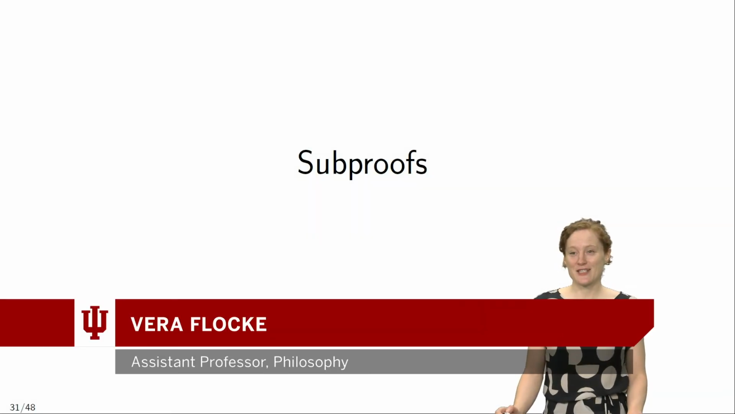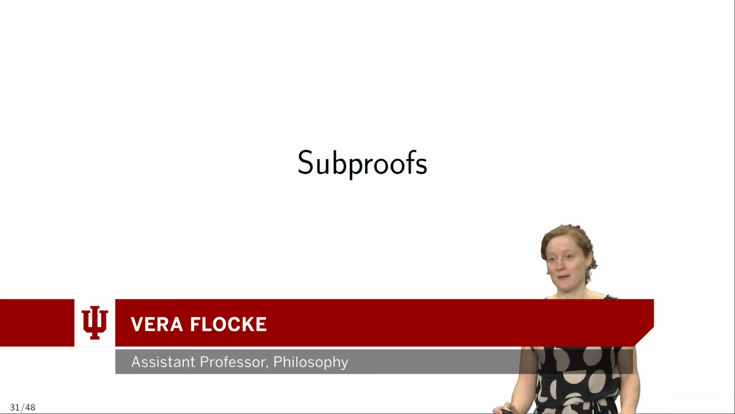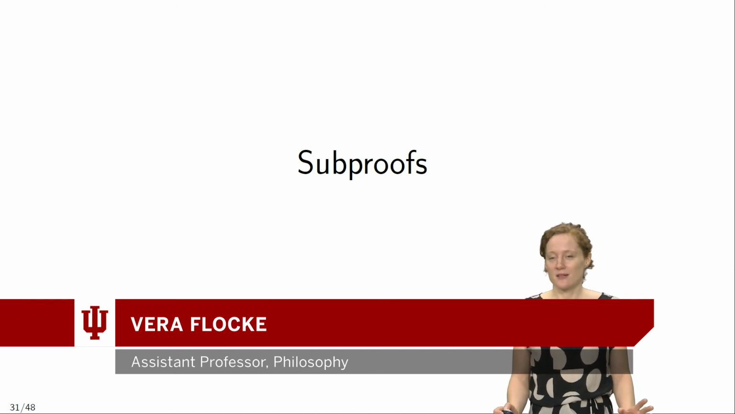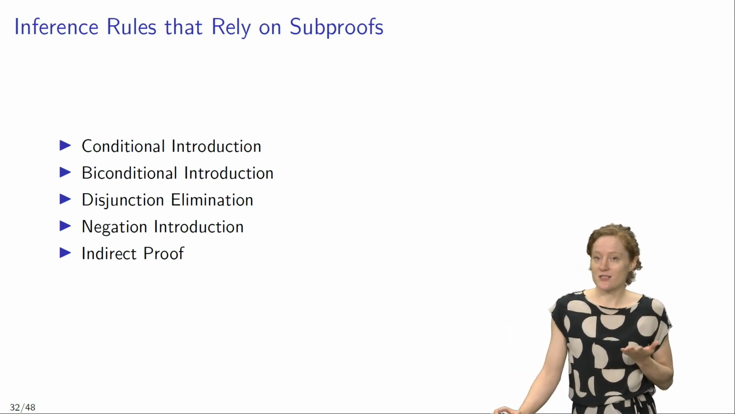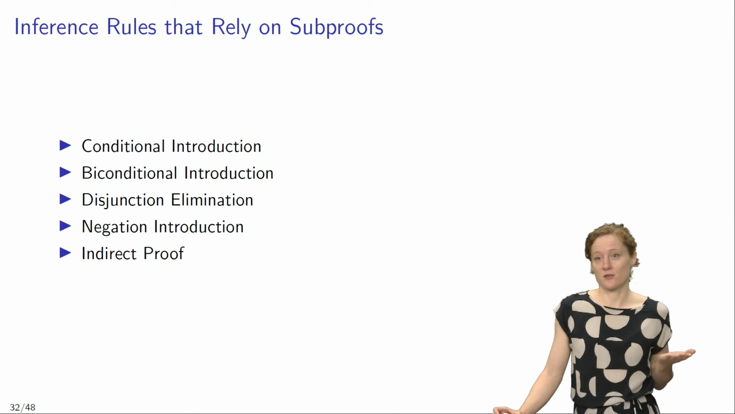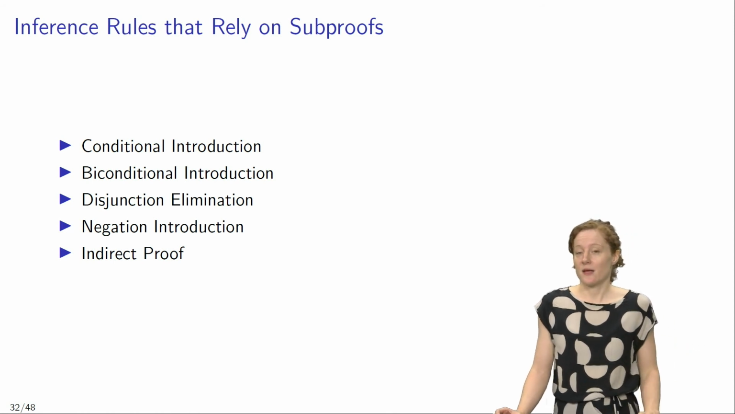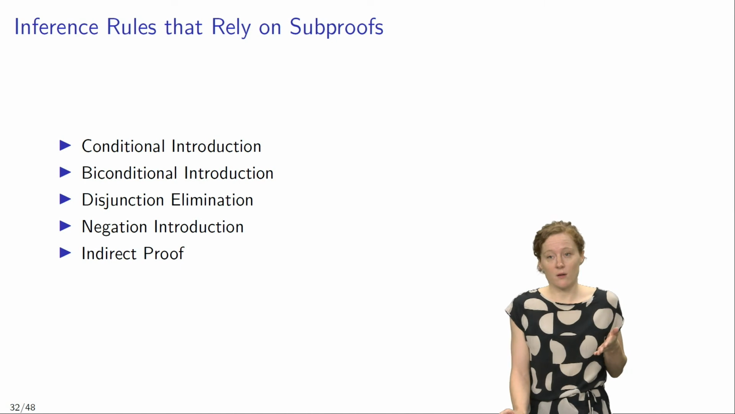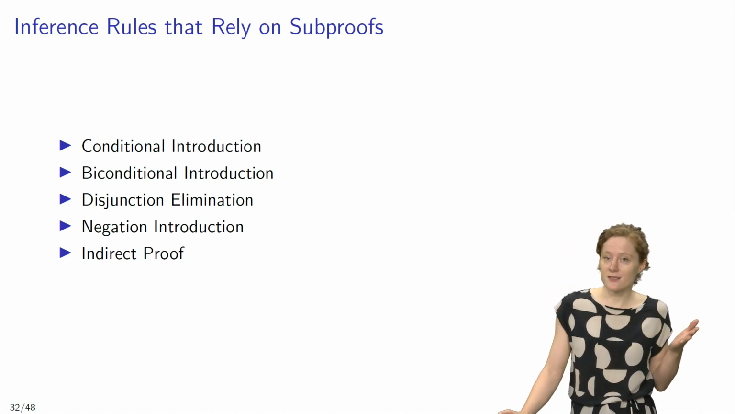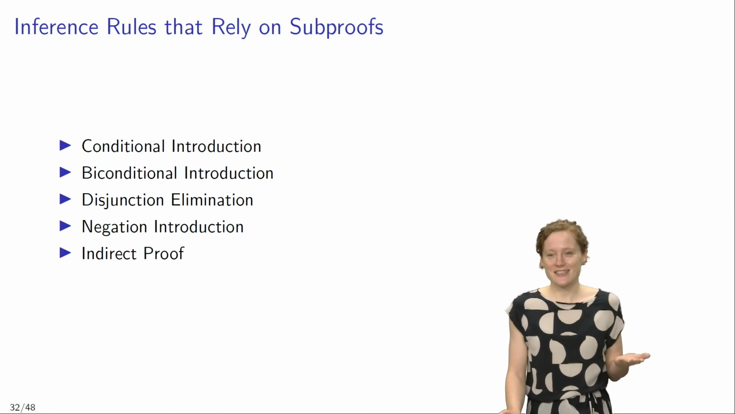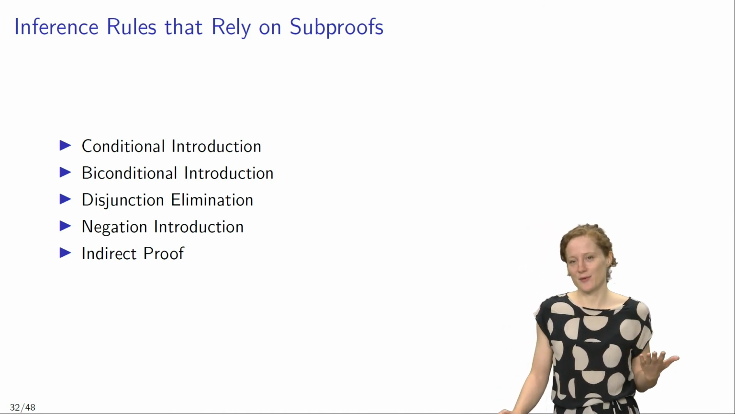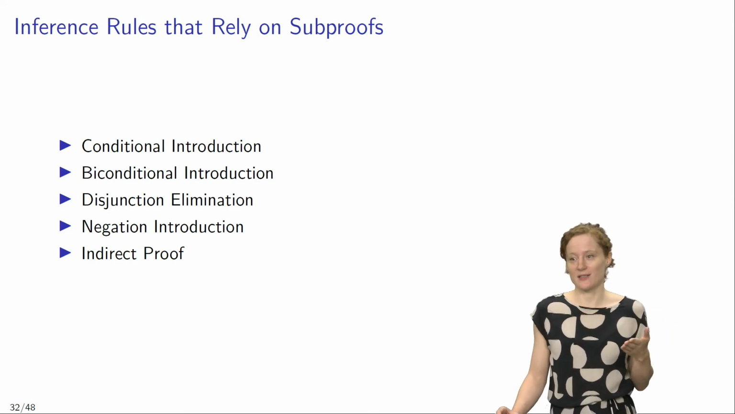We saw that conditional introduction is a rule of inference that makes use of a subproof. So let's talk about subproofs in a little more detail. Conditional introduction is just one of several inference rules that rely on subproofs. In particular, the following rules all make use of subproofs: conditional introduction, biconditional introduction, disjunction elimination, negation introduction, and indirect proof. So far, we have only encountered the first of these, but more are to come.